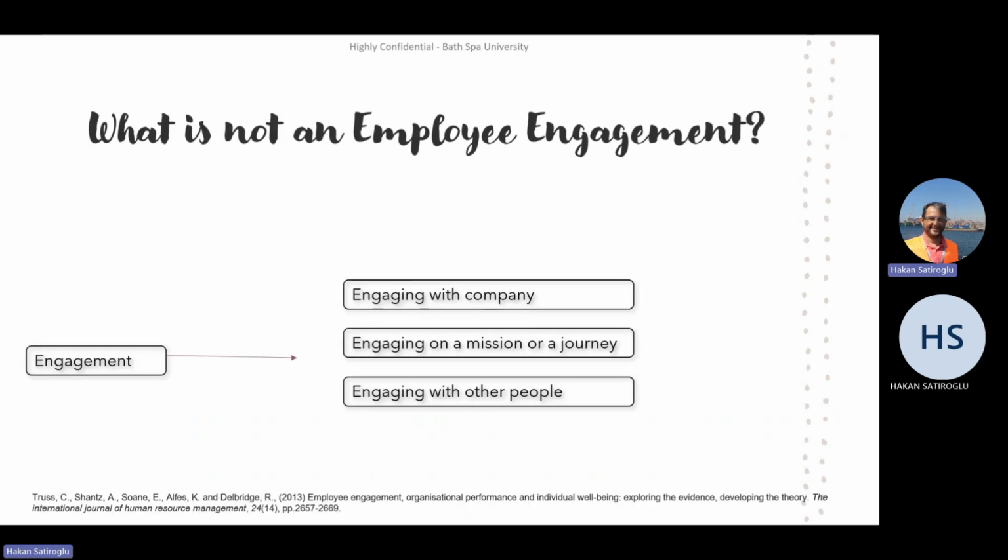Come here. Engagement. What do you think is not employee engagement? Engaging with the company, engaging on a mission or a journey, engaging with other people. These are not engagement. Okay? So if you imply that in your text, in your assignment, I'm going to criticize it and reduce your grade.